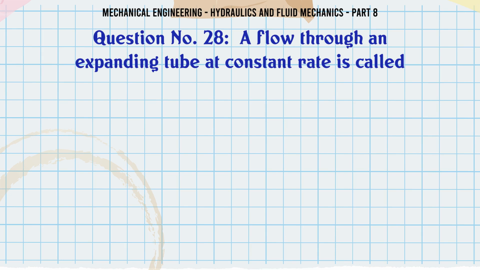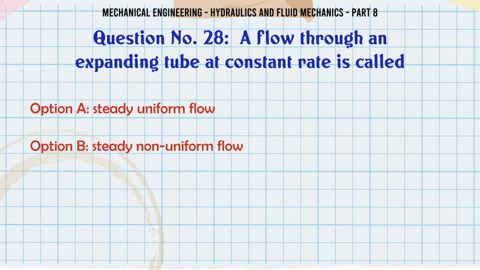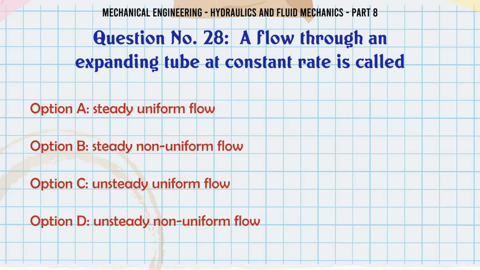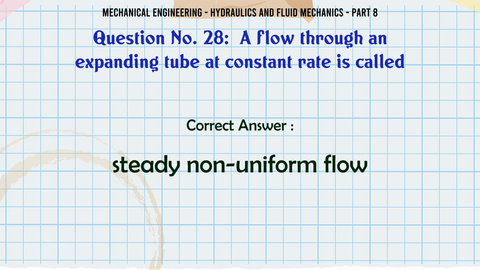A flow through an expanding tube at constant rate is called A. steady uniform flow, B. steady non-uniform flow, C. unsteady uniform flow, D. unsteady non-uniform flow. The correct answer is steady non-uniform flow.